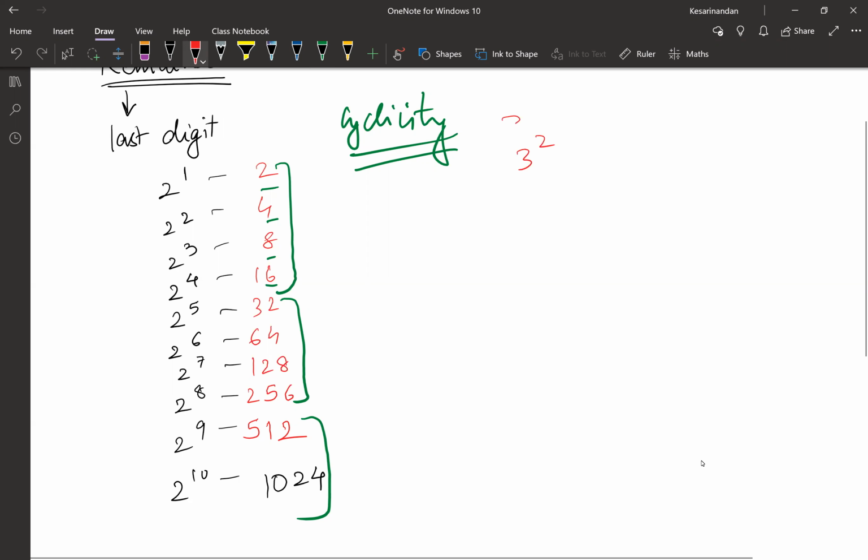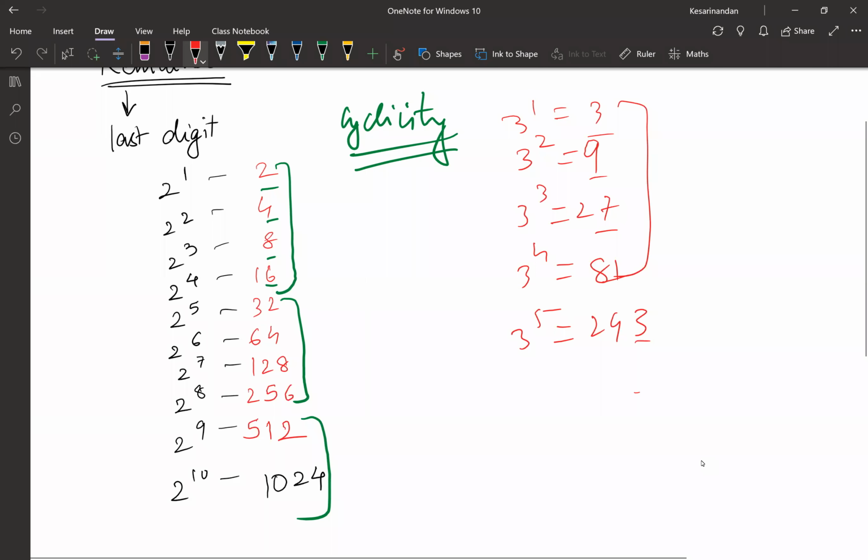So 3 raised to 1 is 3. 3 square is 9. 3 cube is 27. 3 raised to 4 is 81. 3 raised to 5 is 243. I can see 3, 9, 7, 1. The cyclicity of 4 will again repeat. So 3 is not the answer. 9 and 4. 4 raised to 1 is 4. 4 square is 16. 4 cube is 64. Perfect. And so on, again it will have 6.